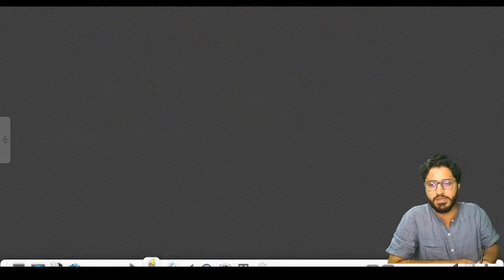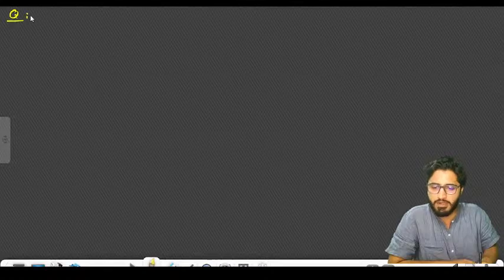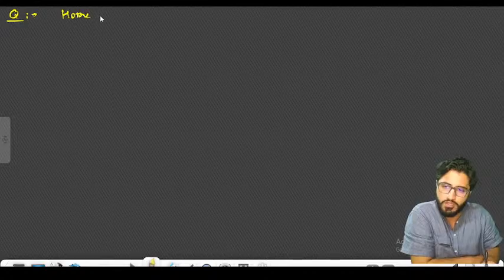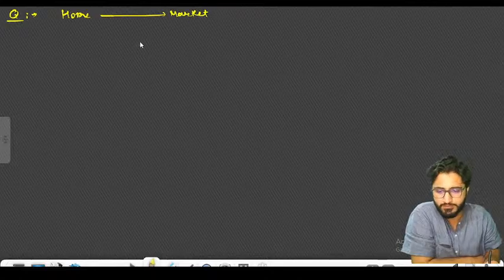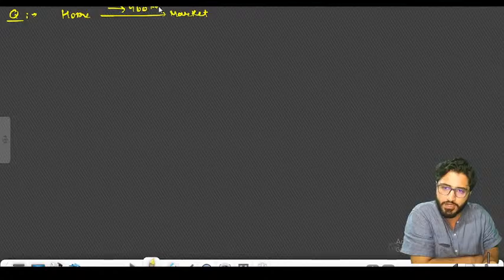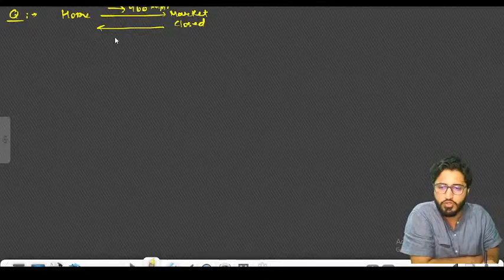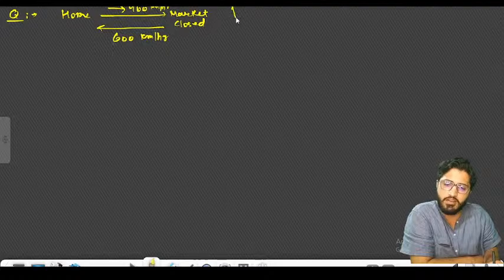Next numerical. A person goes from his home to market, and the going speed was 400 kilometer per hour. He finds the market is closed. Then he came back towards home with a speed of 600 kilometer per hour. Find average speed.